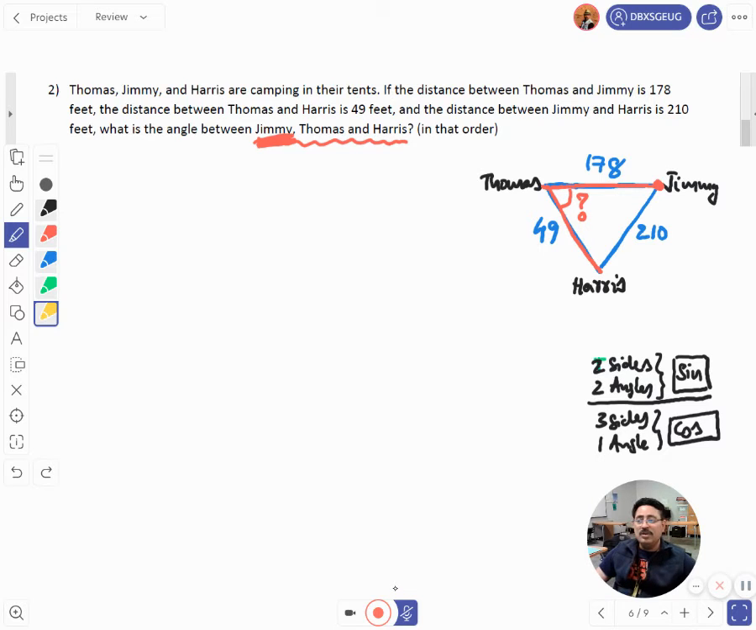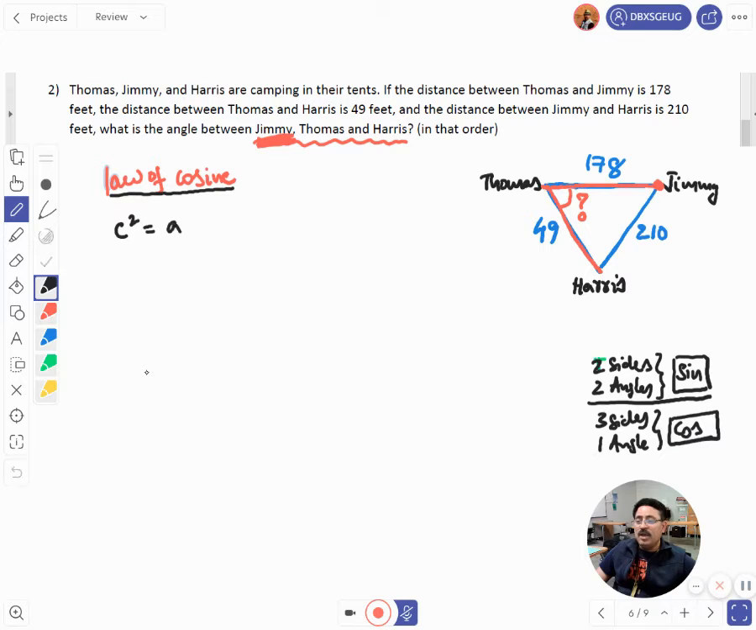Which is cos rule. Therefore, let me write the law of cosines, which is c squared equals a squared plus b squared minus 2ab times cos C. Please notice that while writing, I am leaving sufficient gap so that I can plug in the numbers. What does a mean?